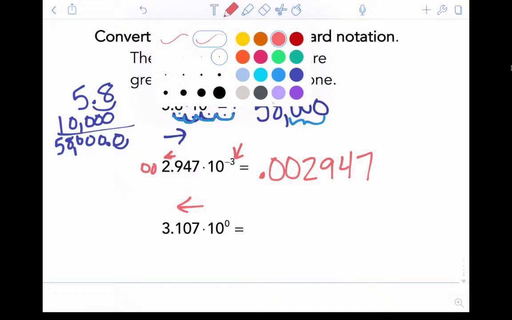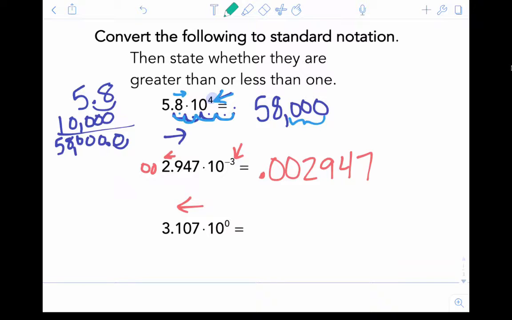All right, just one more problem. Converting numbers like this. 3.107 times 10 to the 0 power. Well, my exponent's 0, which means my decimal is going to move 0 times. So if that's the case, my answer is going to be 3.107 because it's just not going to move. Well, if I think about what's happening here, I'm multiplying by 10 to the 0. 10 to the 0 power is just 1. So I'm really just taking 3.107 times 1, which is 3.107.